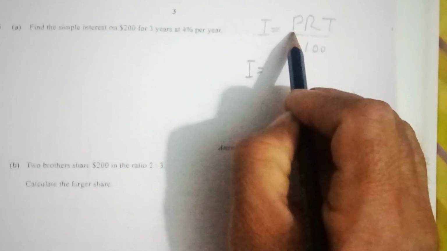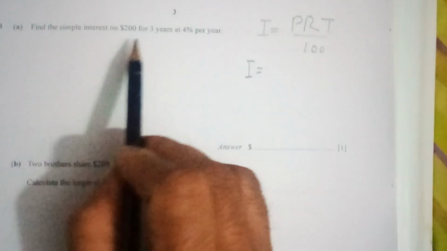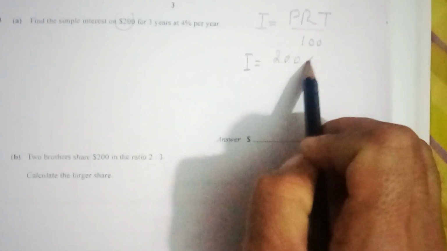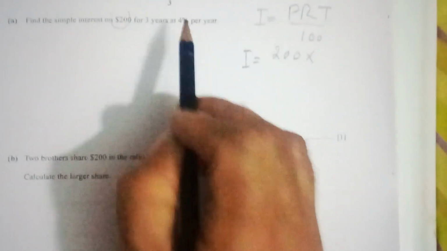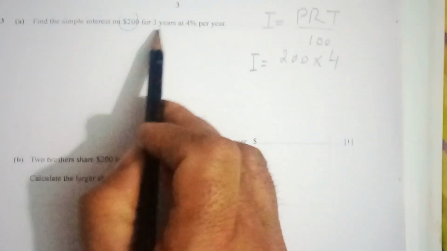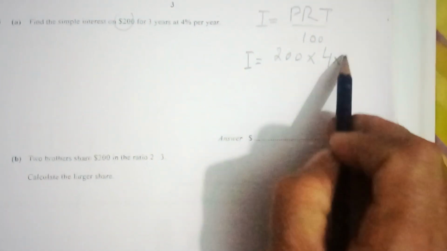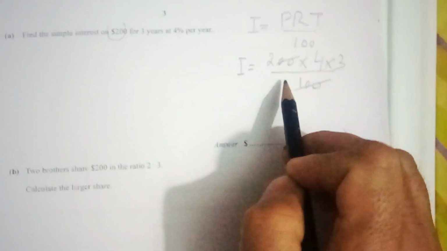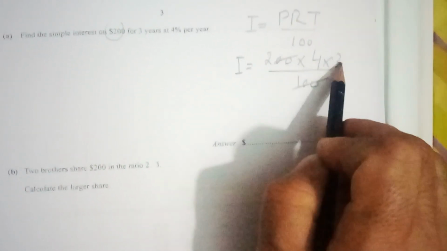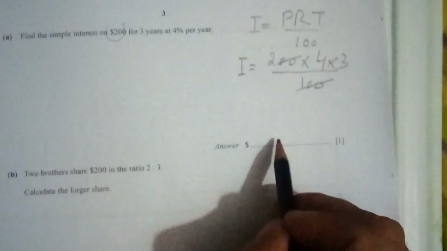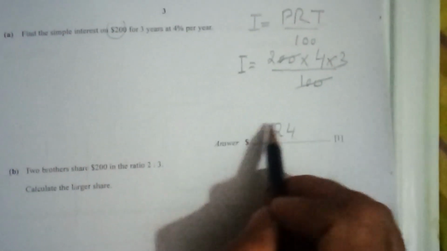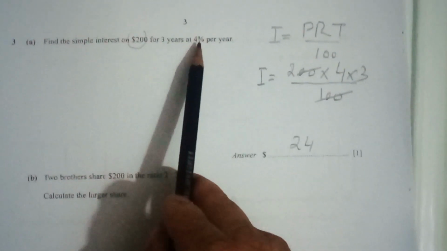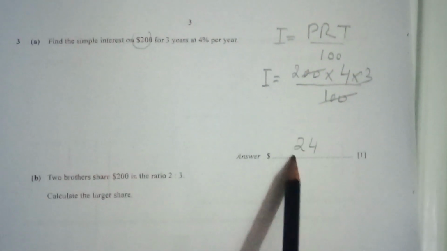and P is the principal value, which is 200. Let me put 200 over here. And the rate is 4%, so R is 4, and the time is 3 years, so T is 3. Over 100, after simplification, this 100 will cancel with these two zeros, and 4 times 3 is 12, and 12 times 2 is 24. So the solution is $24. So simple interest on $200 for 3 years at the rate of 4% is $24.